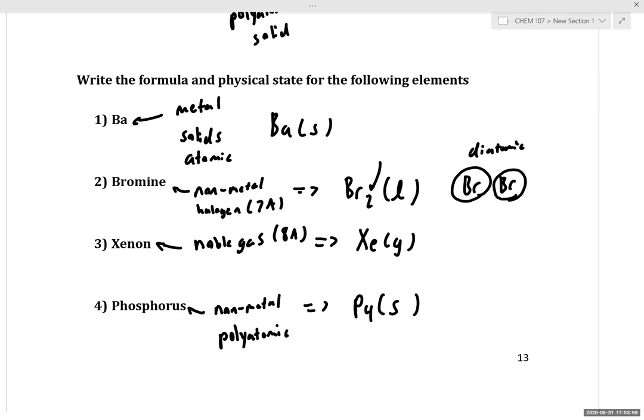So you'll have to memorize the common diatomic and polyatomic elements. We'll see later on when we talk about Lewis structure and bonding that there's a clear reason from the perspective of chemical bonding why bromine has 2 atoms in its formula. But in terms of the diatomic, polyatomic, and monoatomic elements, that is something you'll have to memorize and be familiar with.